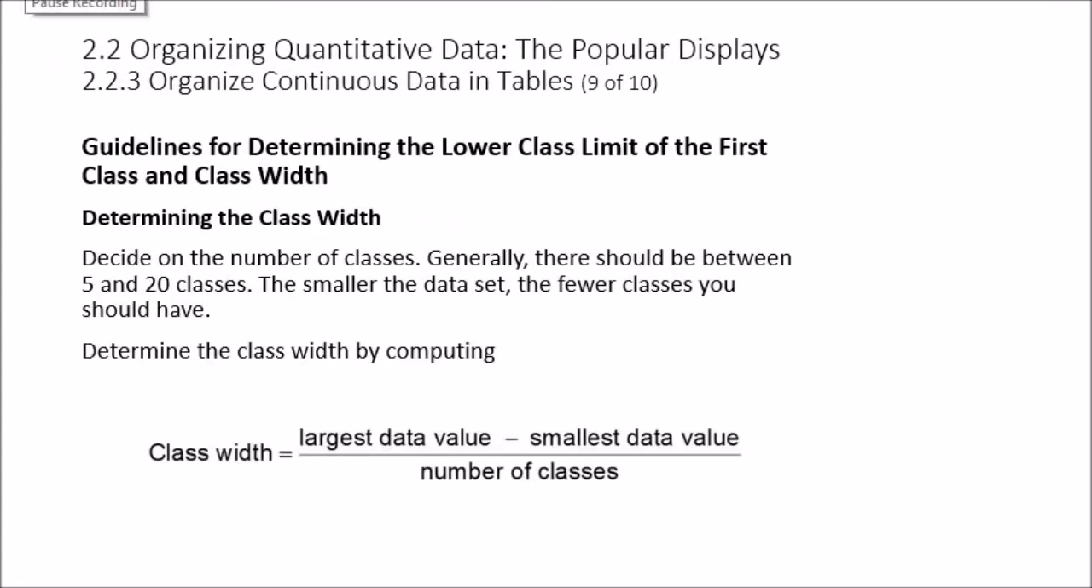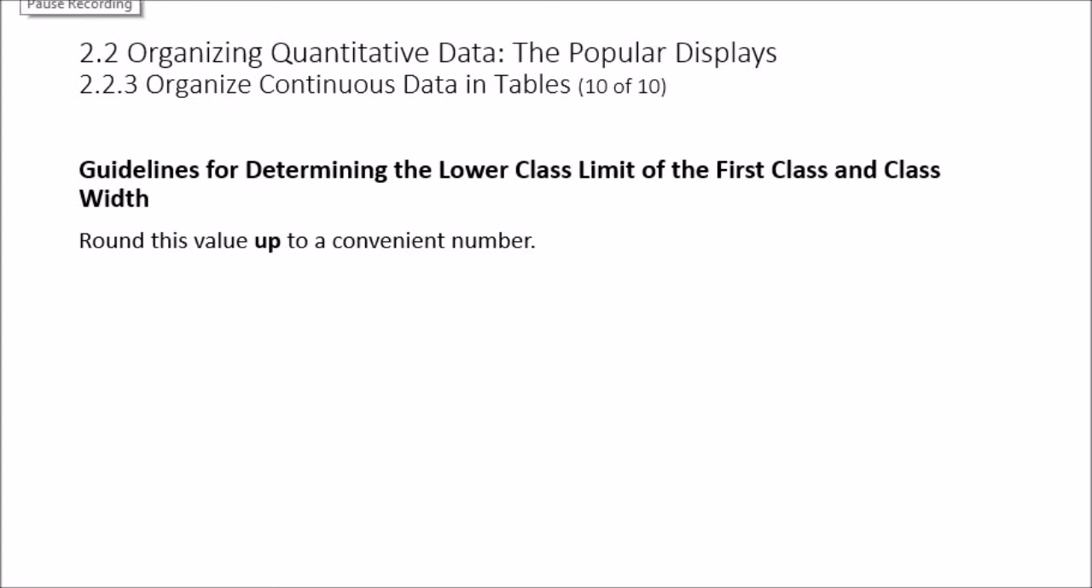To decide the class width, first we need to decide on the number of classes. Generally, a good number of classes will be between 5 and 20 classes. The smaller the data set, the fewer classes you should have. And then to determine the width of the class, we use the following formula. We subtract the smallest data value from the largest data value, and we call that the range of our data, and then divide the range of our data by the number of classes that we just chose. After you calculate that, remember to round this value up to a convenient number.